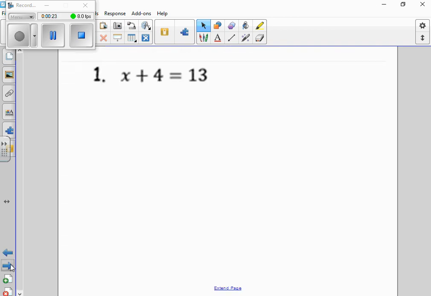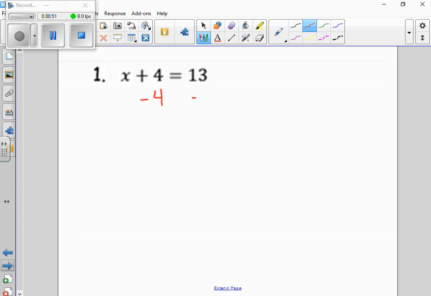Alright, so let's start off with example 1. We have x plus 4 equals 13. So when we're solving equations, the goal is to get x on one side of the equal sign by itself. So what we're looking at is what's on the side with the x that has to move. I see that there's a plus 4 or a positive 4 being added to my x. So I want to move the 4 to the other side of the equal sign. I'm going to use inverse operations. So in this case, I'm going to subtract 4.